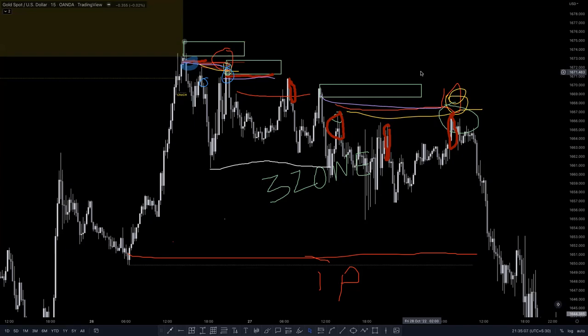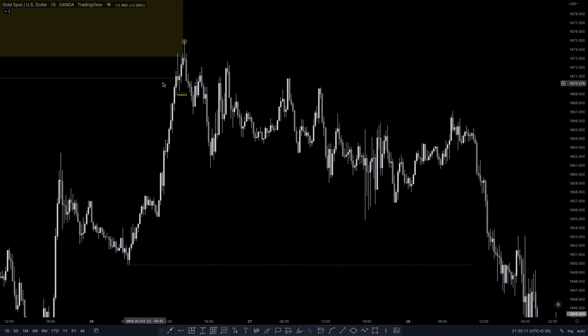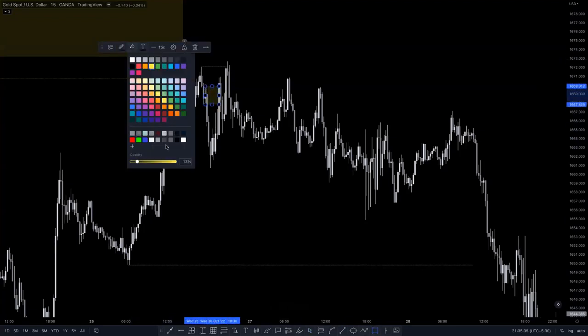Okay, so now let me show you exactly what we can do here. The first possible entry is here, after this change of character. The first area acts like an inducement, right? And price moves something like this and pushes downside. And if you want to know where the SMT is, here. Correct, this one is a smart money trap.